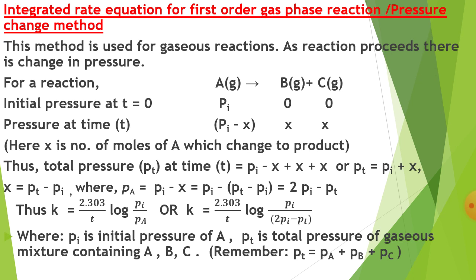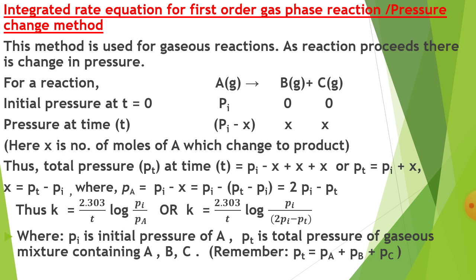Now integrated rate equation for first order gas phase reaction, that is calculation of rate constant by pressure change method. Here reactants and products are in gaseous phase, so we can calculate the rate constant in terms of pressure. So this method is used for gaseous reactions. As the reaction proceeds, there is a change in pressure. So now let us take an example for a reaction: A in the form of gas changes into B and C in the form of gas.